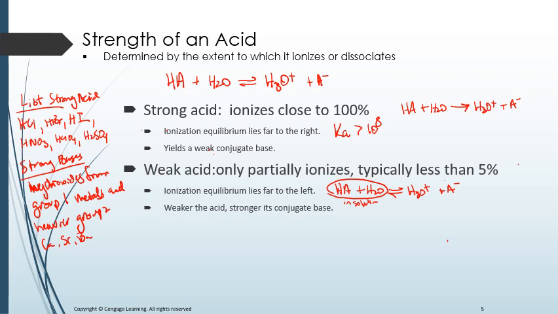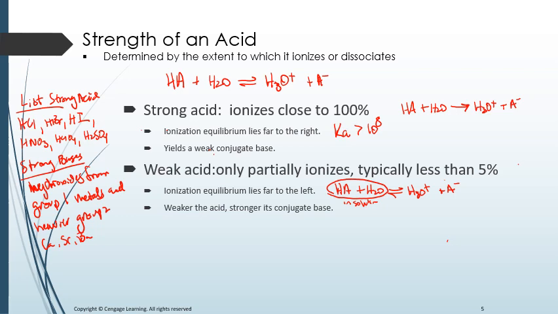The weaker the acid is, the stronger its conjugate base. Now this is just something I wanted to quickly illustrate for you, just so you can think about what is taking place. Remember, the larger the value for K, the greater the extent of that forward direction.